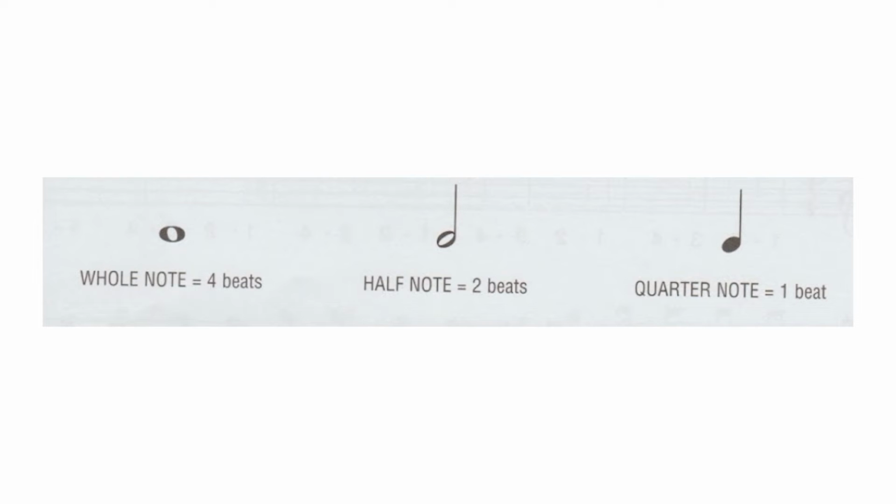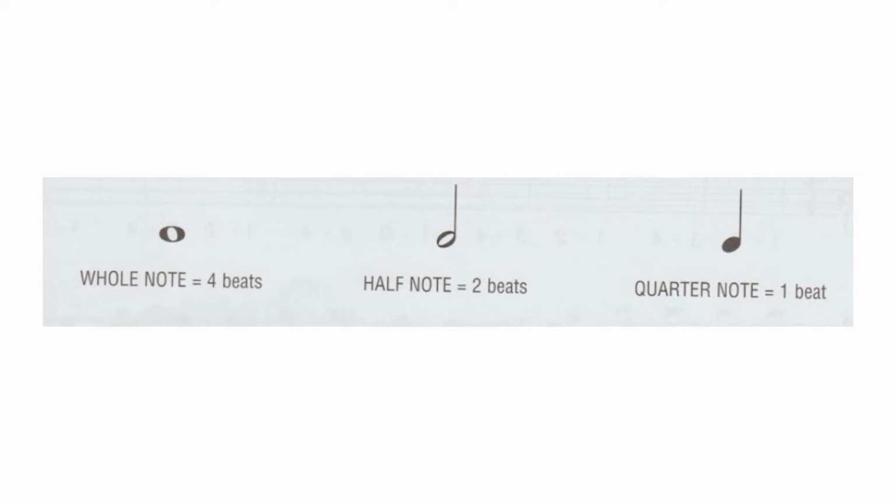There is a whole note, which is just an open circle. There's a half note, which is an open circle with a stem on it. And then a quarter note, which is a closed circle with a stem on it. And there are other ones, 8th and 16th notes, but if we're beginners, we're not going to worry about those yet. Let's just practice with whole, half, and quarter notes here.